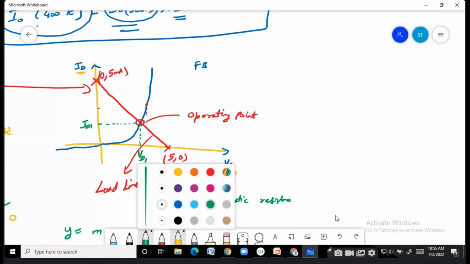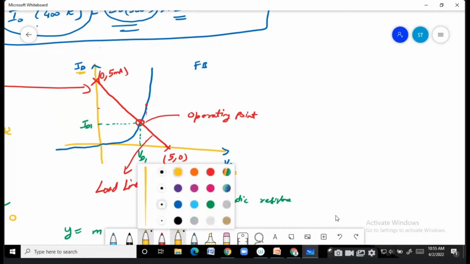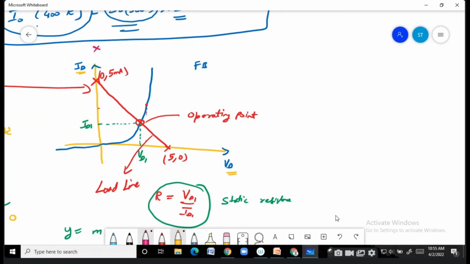The new line will be parallel. You get a new point somewhere here and a new point somewhere here, suppose it is 10, 0, because you made the voltage 10. If you draw like this, it will be like this. So as long as your resistance is constant, your slope will remain the same. The slope is going to be the same.